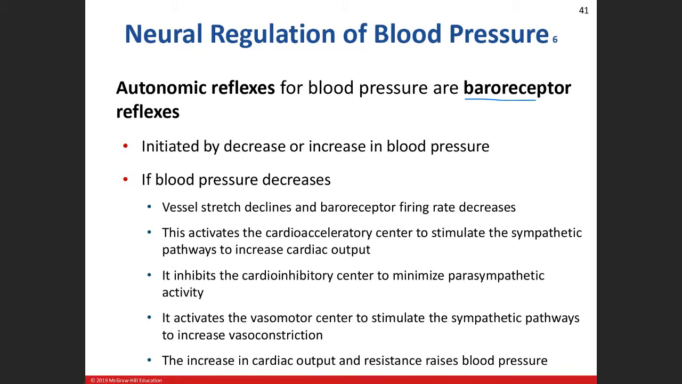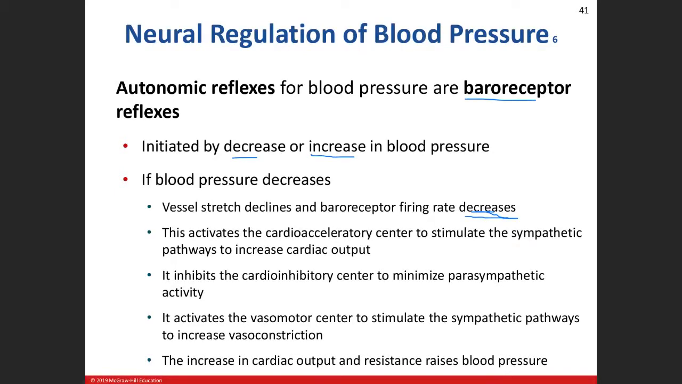So let's talk about it for a second. The autonomic reflex will be set off when the baroreceptor is stimulated either by an increase or a decrease in blood pressure. So if the blood pressure decreases, the amount of stretch on the vessel wall will be less. So the baroreceptor will fire less, okay? So we'll have a decreased firing rate.